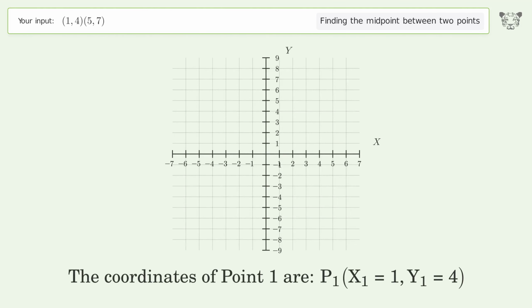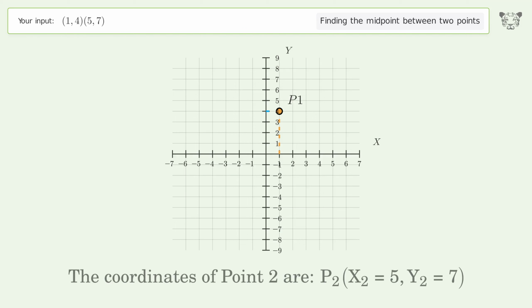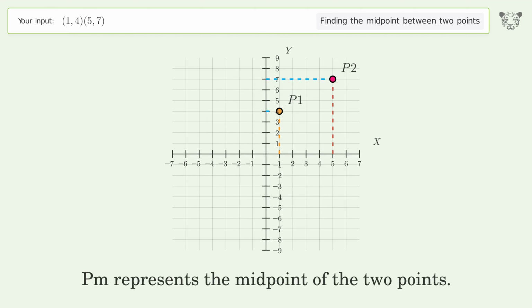The coordinates of point 1 are x1 equals 1, y1 equals 4. The coordinates of point 2 are x2 equals 5, y2 equals 7. PM represents the midpoint of the 2 points.